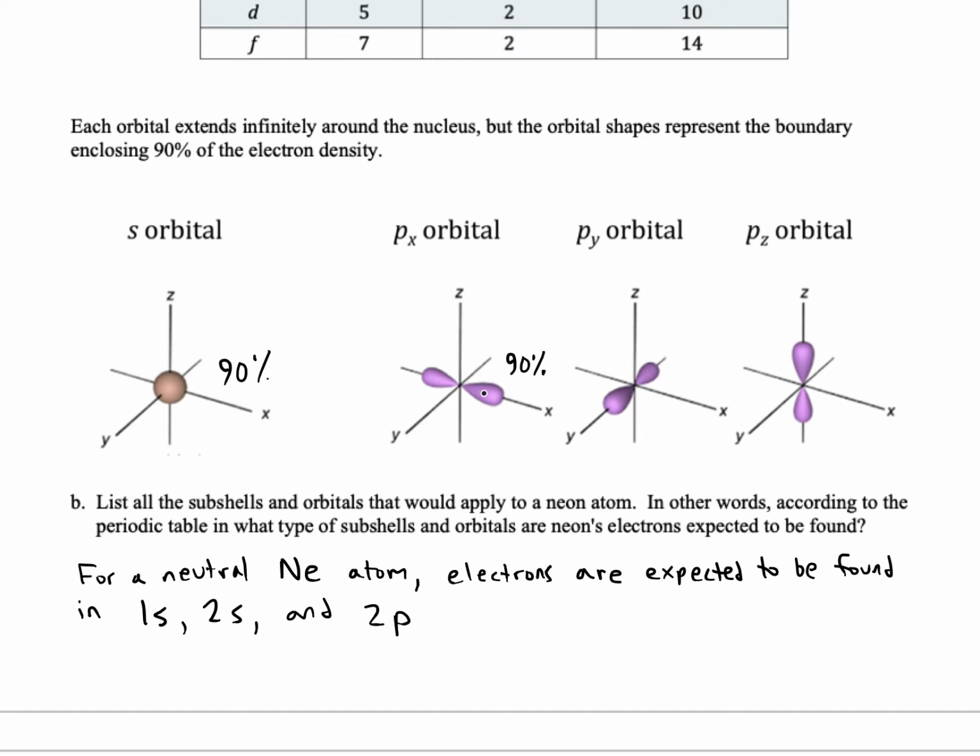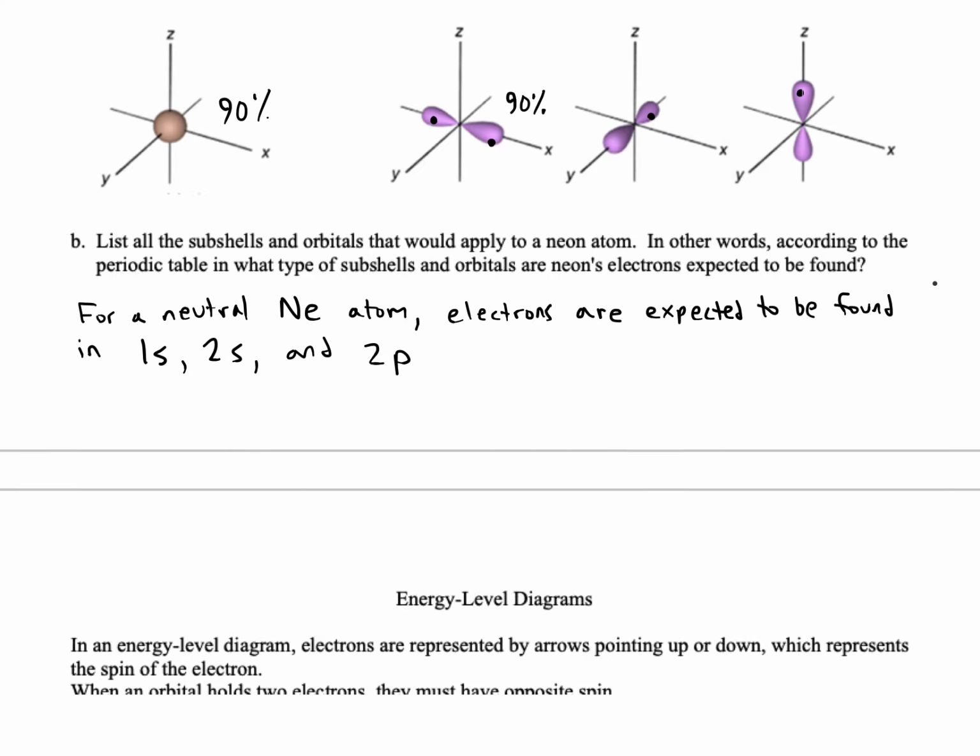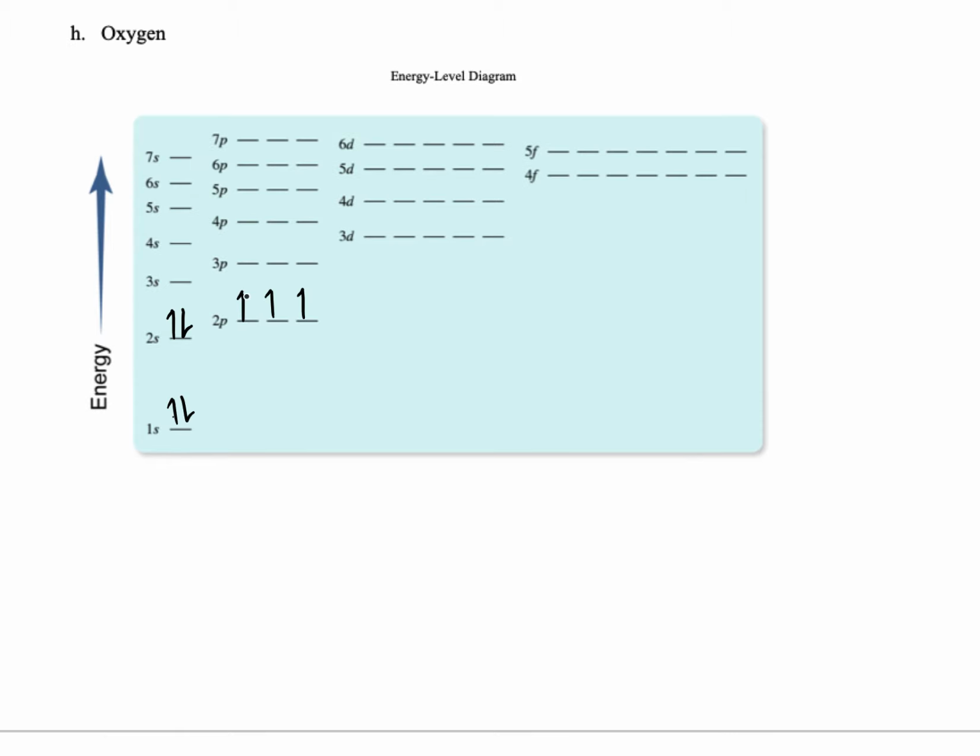So the idea is that we've got 1 electron in the px orbital, 1 electron in the py orbital, and 1 electron in the pz orbital. But they can all hold 2. So we're going to be forced to have a pair. So we could have 2 electrons in the px orbital, 1 in the py, and 1 in the pz. Electrons are repelled by each other. So for oxygen, we can just do this. This will be 1s2, 2s2, 2p4.